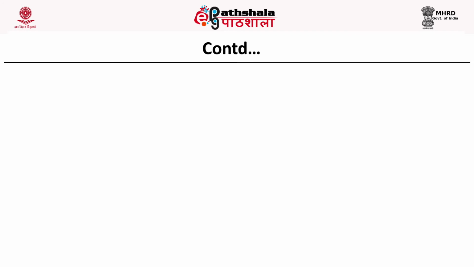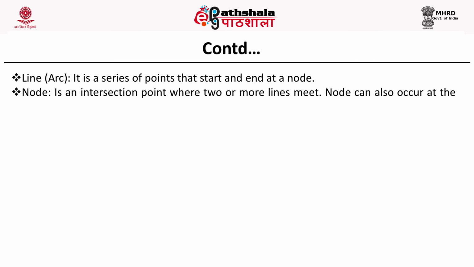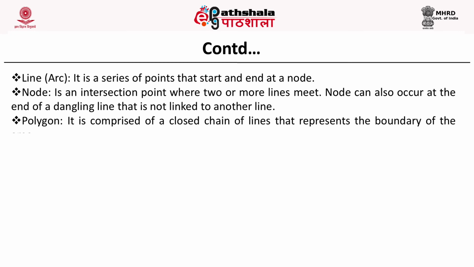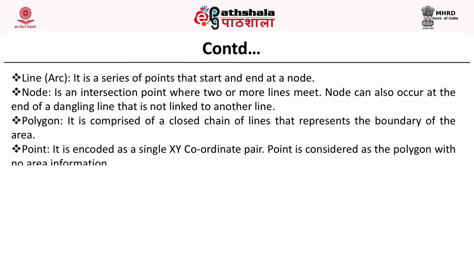Coming to a line or arc, it is a series of points that start and end at a node. A node is an intersection point where two or more lines meet. A node can also occur at the end of a dangling line that is not linked to another line. The polygon is comprised of a closed chain of lines that represent the boundary of the area. The point is encoded as a single XY coordinate pair. A point is considered as a polygon with no area information.